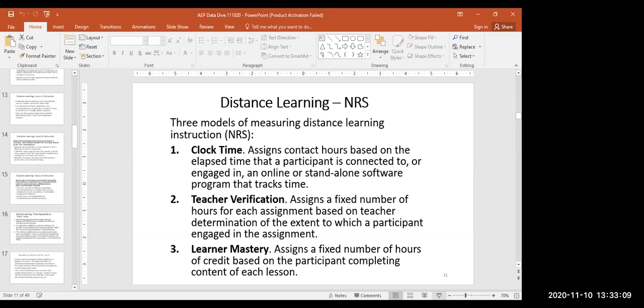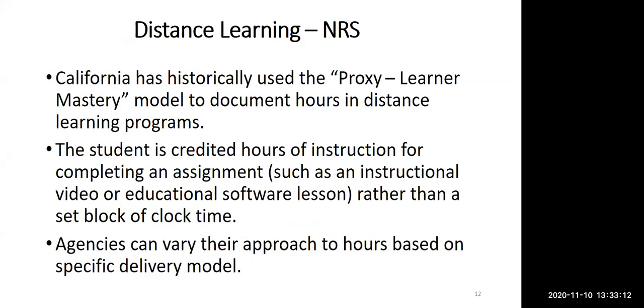But these are the 3 ways to measure instructional hours using distance learning. A little bit more about what we do in California: we've historically used the proxy learner mastery model. We figure out how many hours our distance learning instruction entails, and we put it in writing at the agency level so the student knows up front how many hours that entails. Once the student completes the required instruction, we record that number of hours for each student. We've always preferred that model in California because mostly we've been using means that aren't really conducive to clock time.